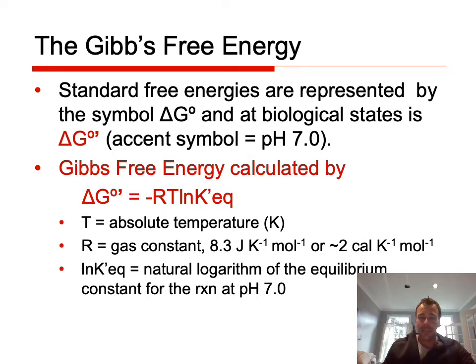You sometimes see this written with delta G, not with the degree symbol or the accent symbol. This means it's at pH 7. This represents the biological delta G's.